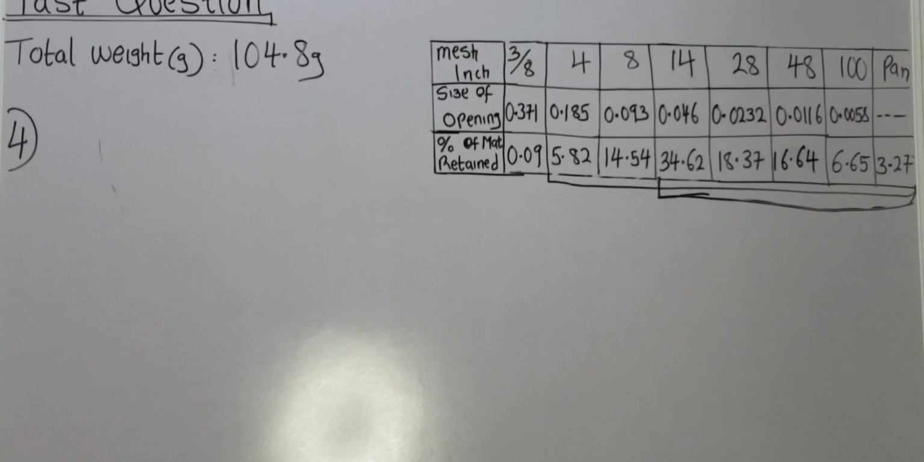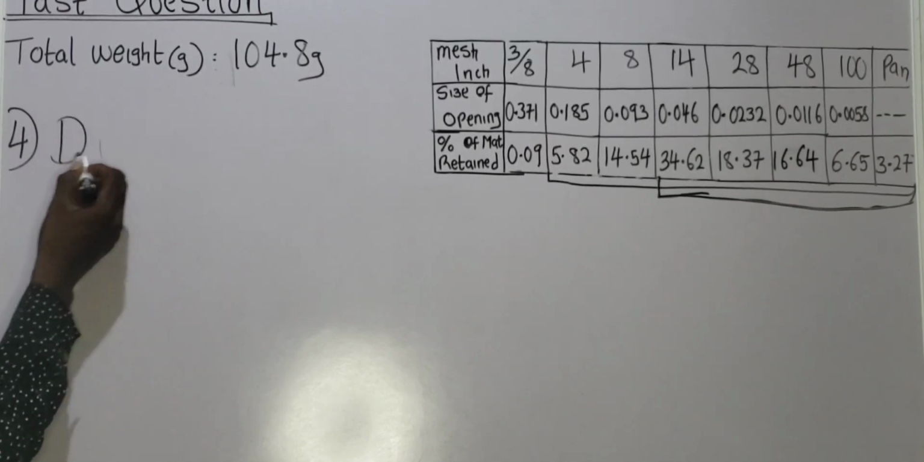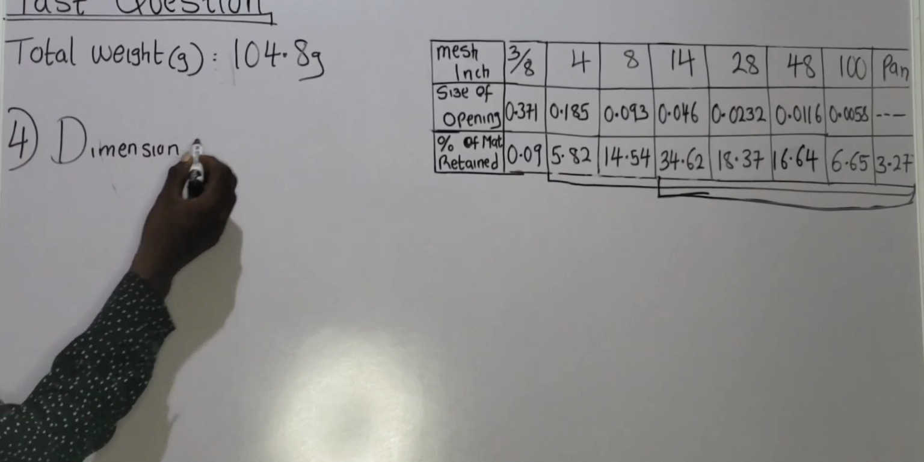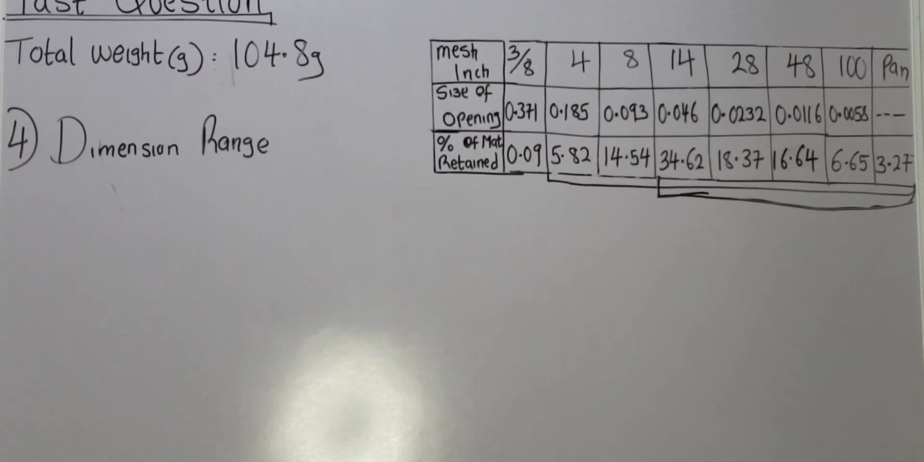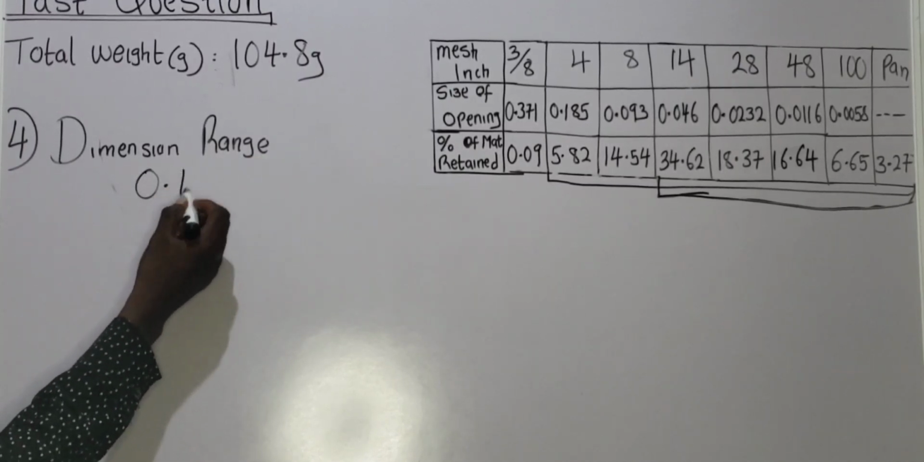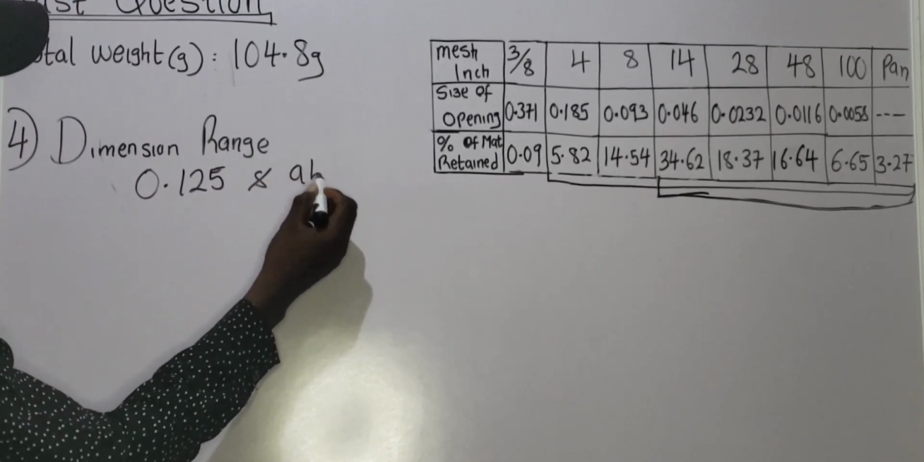The first class is the dimension range. The dimension range are the classes of material that range in size from 0.125 and above. You understand?